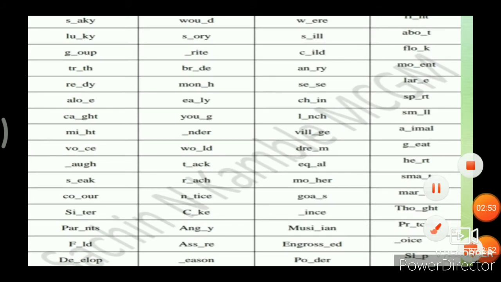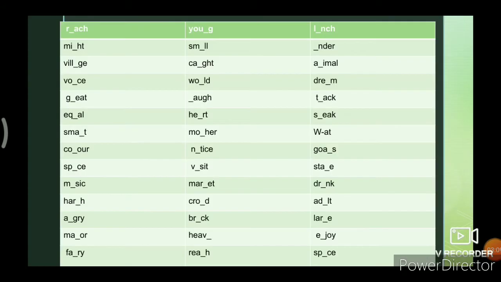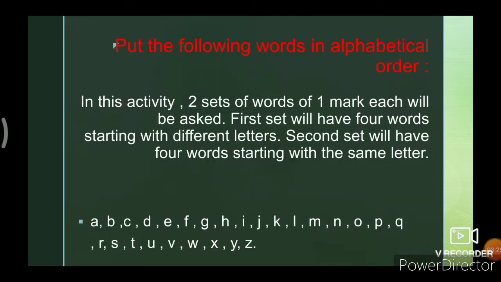Here is a chart of the words. You must pause the video and solve all these words because these words are all taken from your textbook. Practice more and more of these words and do your best and get 8 out of 8 marks in language study.